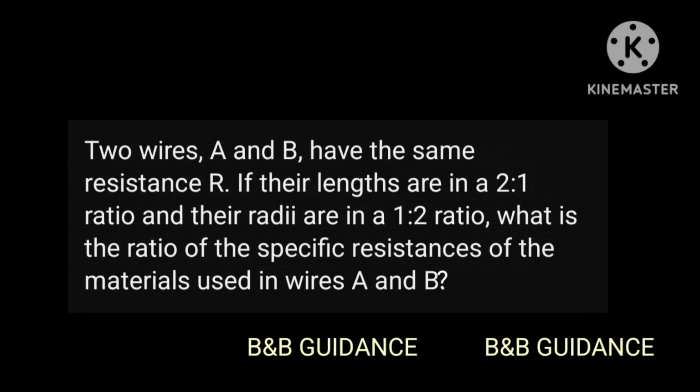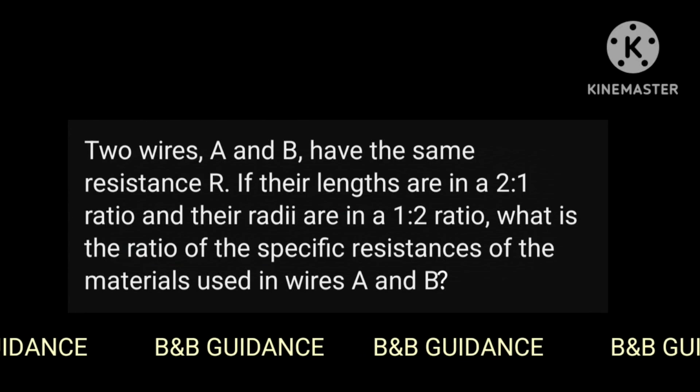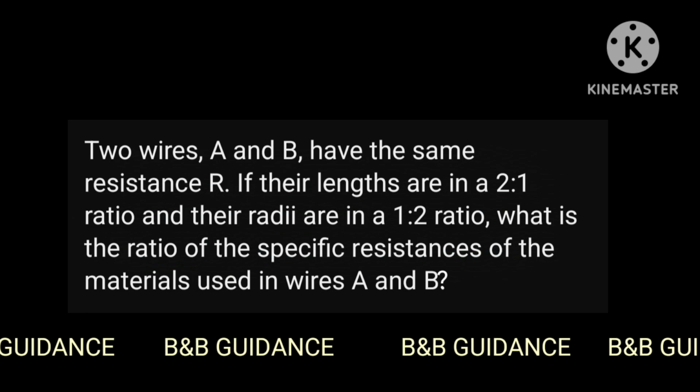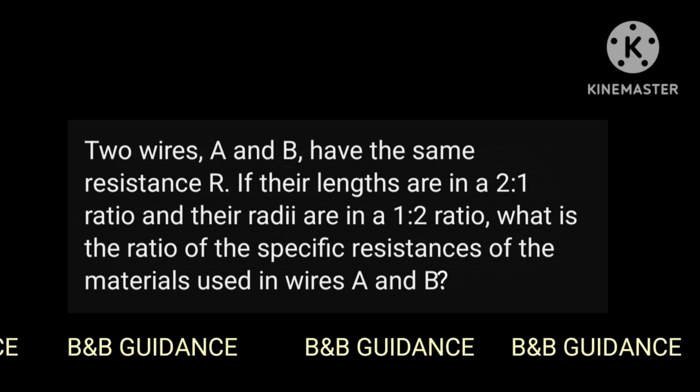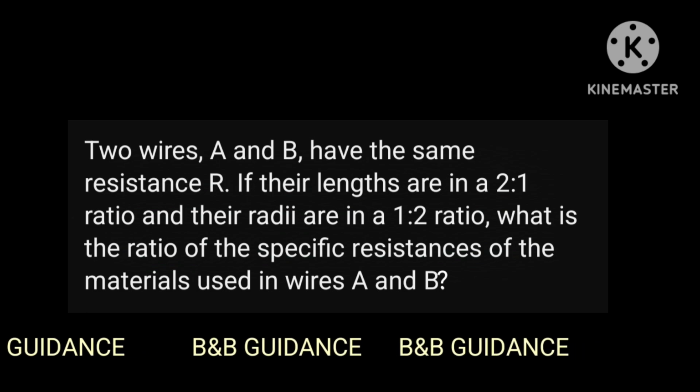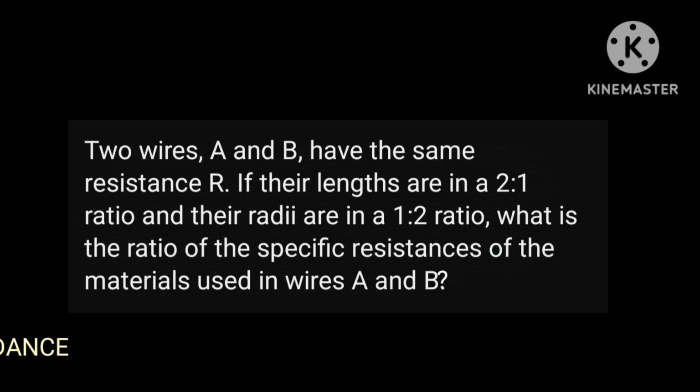Two wires A and B have the same resistance R. If their lengths are in a 2:1 ratio and their radii are in a 1:2 ratio, what is the ratio of the specific resistances of the materials used in the wires A and B?